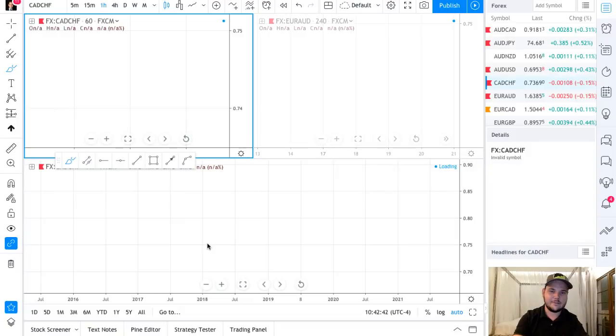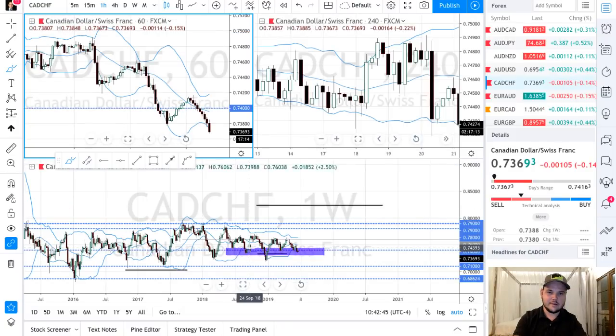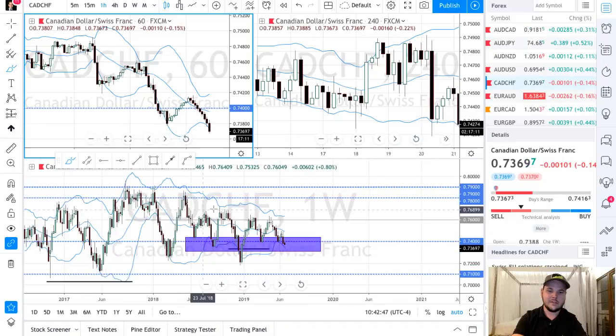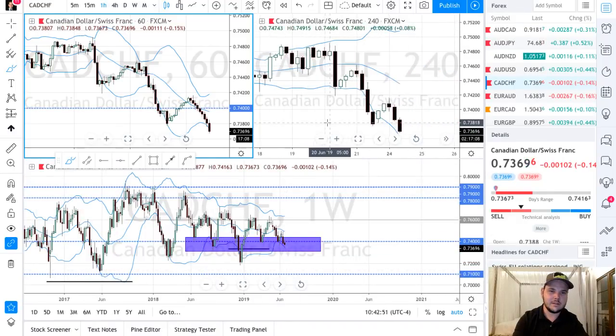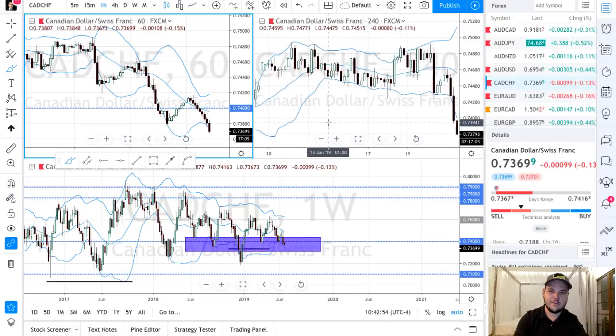Cat CHF. Loading. All right. Cat CHF is also coming back to a support area here at 0.74. Won't talk about this too much. Okay, nothing of interest right now. I'm looking for bullish setups on this pair.